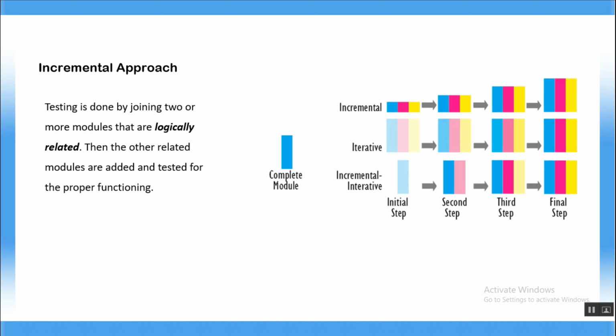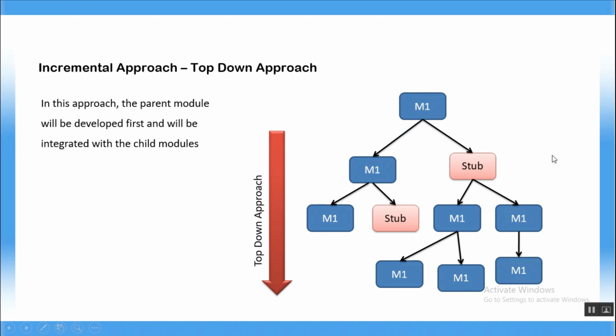So let me explain the top-down approach. In this approach, the parent module will be developed first and will be integrated with the corresponding child modules. So let me explain the term stub over here. While integrating the modules in top-down approach, if any mandatory module is missing, then that module is replaced with a temporary program known as a stub.